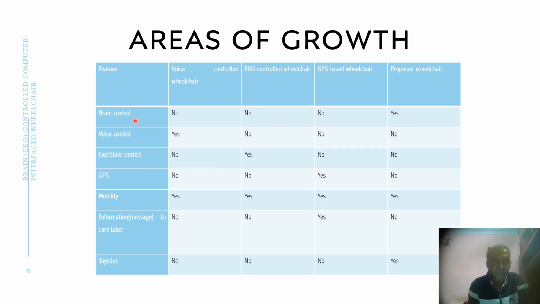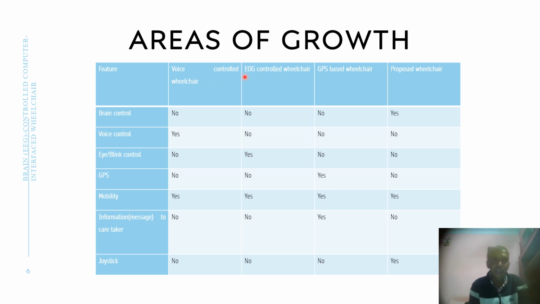Areas of growth: brain control. In the voice controlled wheelchair, brain control is not present. Voice control is there, yes. Eye blink control is not present in the voice controlled wheelchair. GPS is not present. Mobility is there, yes. Information to caretakers is not present. Joystick is not present in the voice controlled wheelchair.